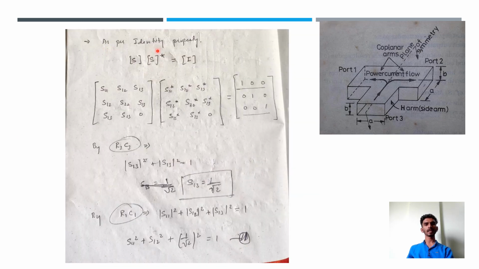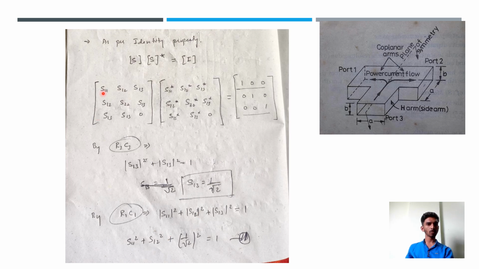And now, as the identity property, we know that S into S star is equal to I. By using this property, the modified S matrix and S star are written here, and this is the identity matrix of 3 by 3 order. Now we perform row into column operations. Watch carefully: we are multiplying row 3 of the first matrix with column 3 of the second matrix. So we get S13 squared plus S13 squared is equal to 1. By solving, we get S13 equal to 1 by root 2.